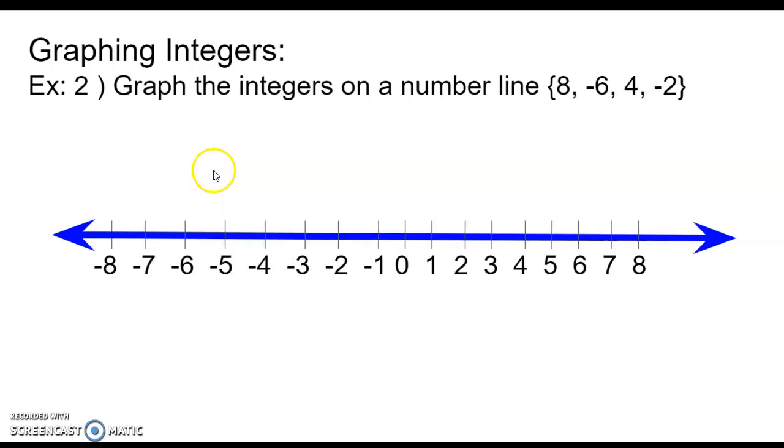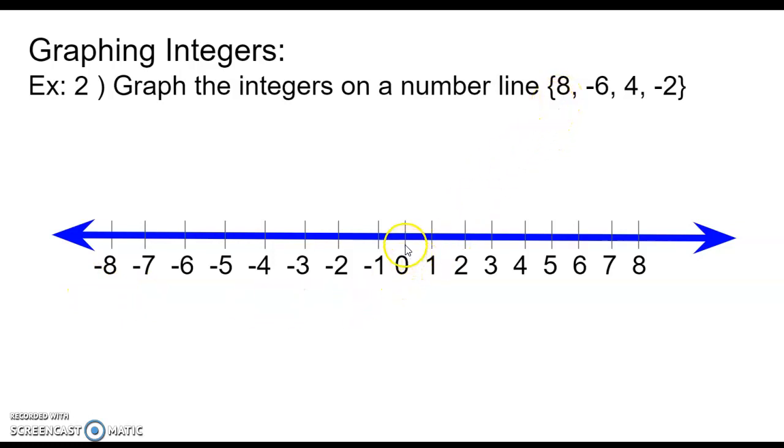Our second example, or I'm sorry, this should have been example 3. I made a mistake here. Sorry, guys. We're going to graph the numbers on a number line. And this time it goes up to 8. So notice I made my number line a little bit bigger. I have 8 numbers here, right? 8 positive and -8 all the way up here as well.